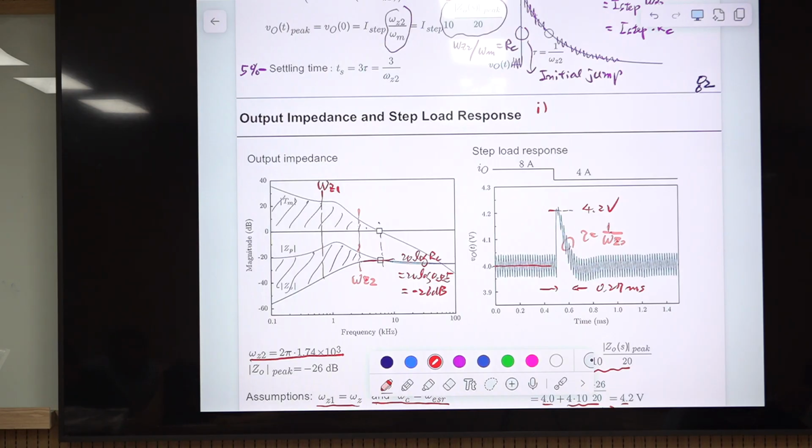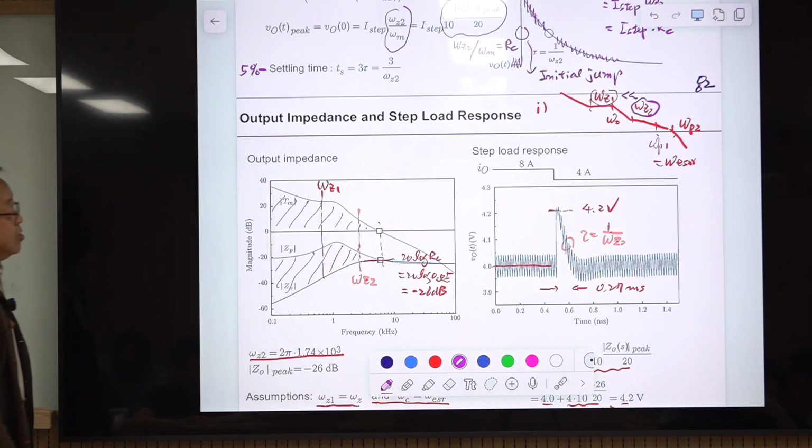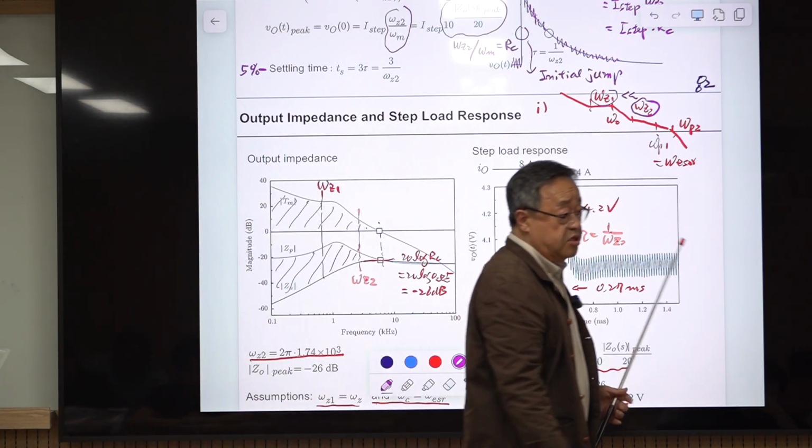Okay, let me go back. So the loop gain is something like this. This is omega g1. This is omega g2. This is omega naught, the power stage double pole. This is omega p2, and omega p1 is at omega ESR. They cancel, so you are not seeing this, okay? Because the frequency of this one is much smaller than this. Okay, so this step load response is inherently faster than the step input response.